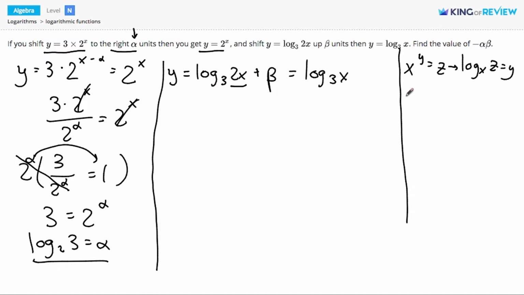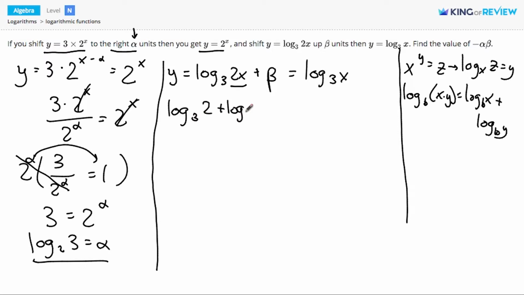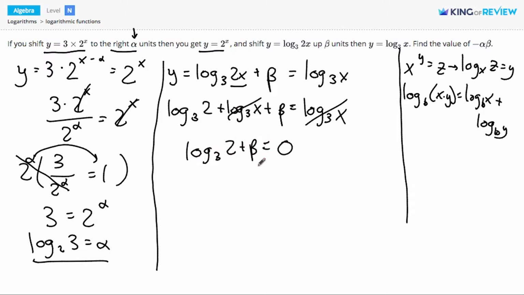And we can do that with a property of logs that says the log base b of x times y is equal to the log base b of x plus the log base b of y. Using that over here, we can split up our log into the log base 3 of 2 plus the log base 3 of x plus beta equals log base 3 of x. Subtracting log base 3 of x on both sides leaves us with log base 3 of 2 plus beta equals 0. And if I subtract the log base 3 of 2, I get that beta equals negative log base 3 of 2.